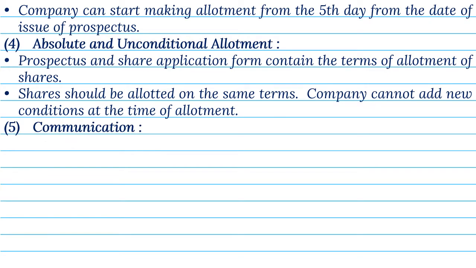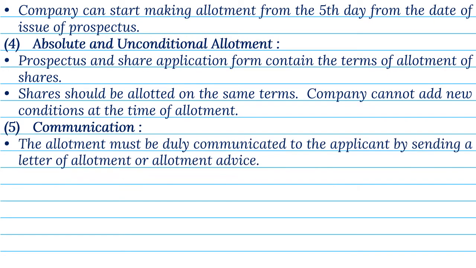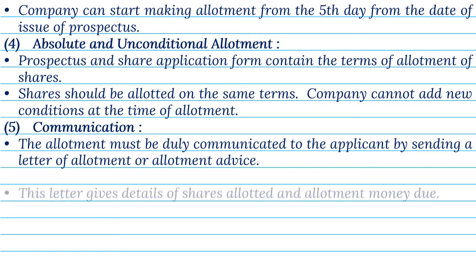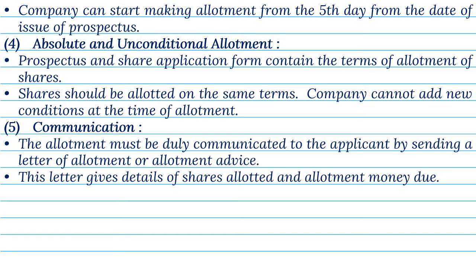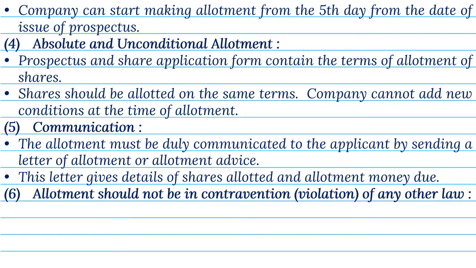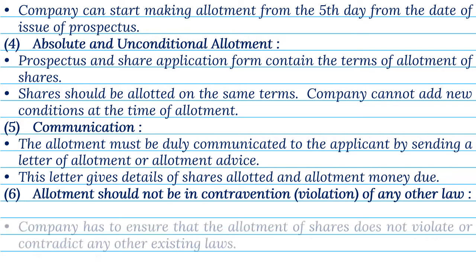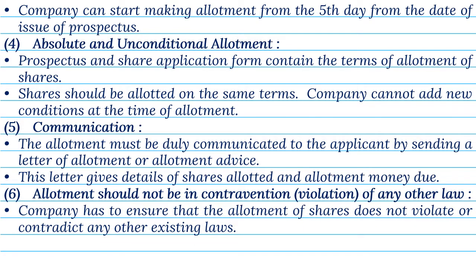5. Communication. The allotment must be duly communicated to the applicant by sending a letter of allotment or allotment advice. This letter gives details of shares allotted and allotment money due. 6. Allotment should not be in contravention, violation of any other law. Company has to ensure that the allotment of shares does not violate or contradict any other existing laws. For example, shares cannot be allotted to a minor.